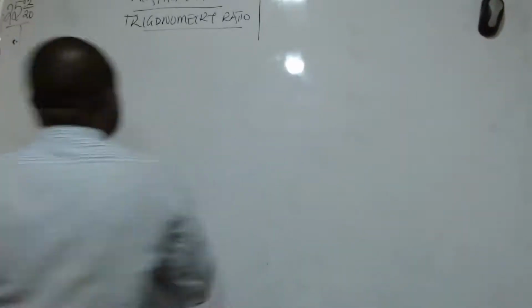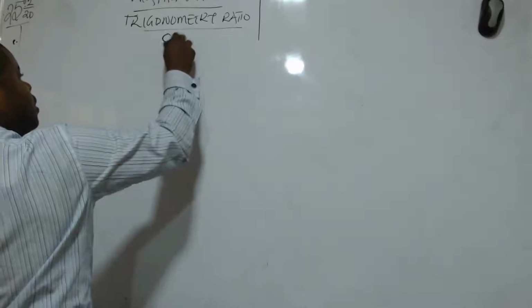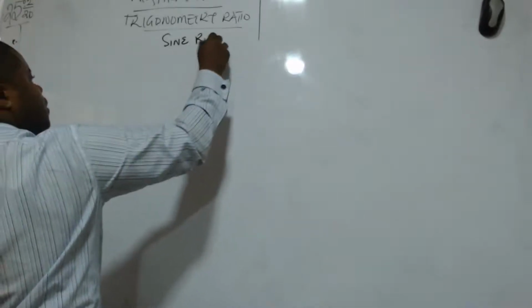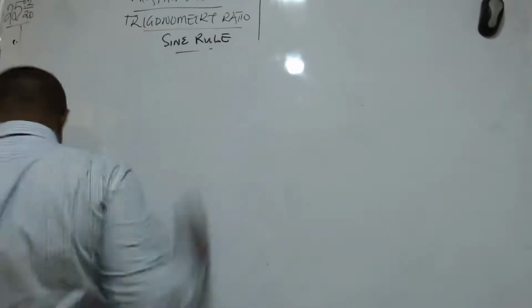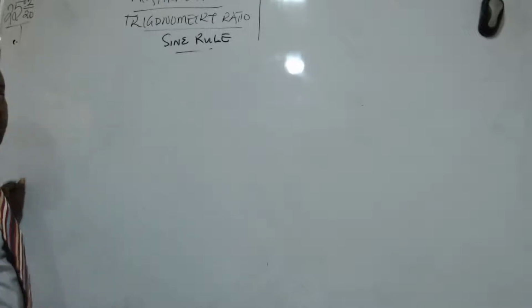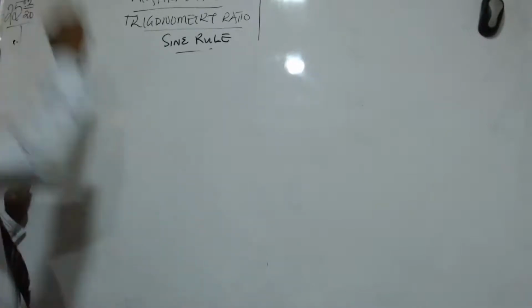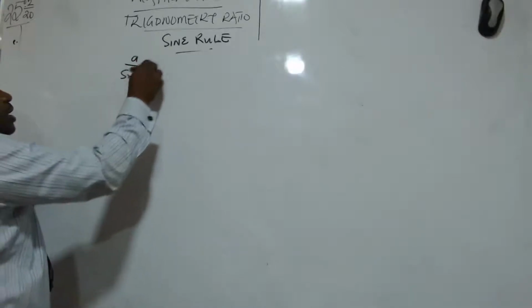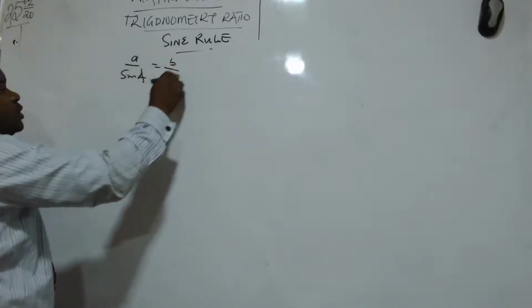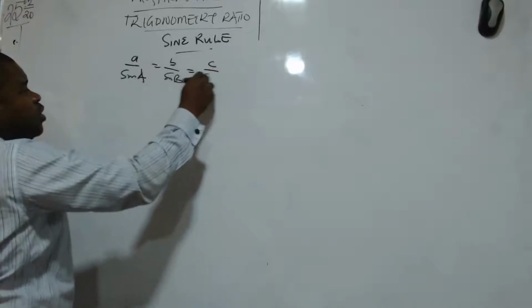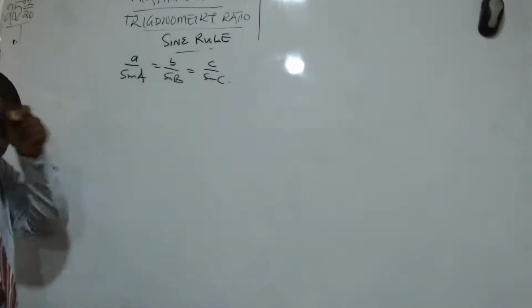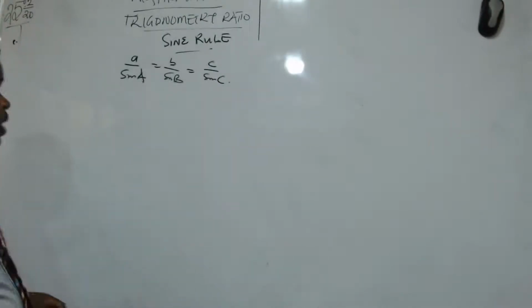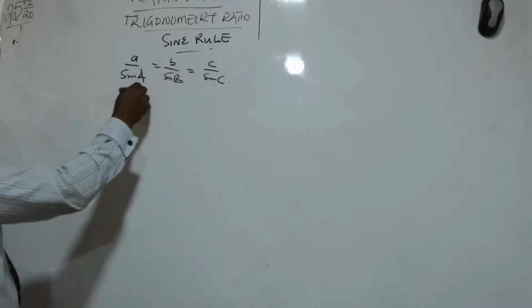Okay? We said sine rule. That's the next subtopic we're going to do. And sine rule says a over sine A is equal to b over sine B is equal to c over sine C. How did this formula come about? Now look at this. We are given this triangle like this.